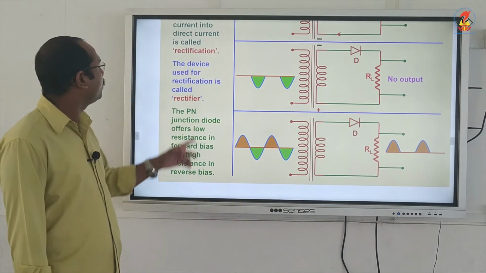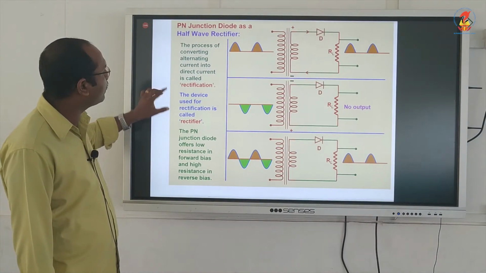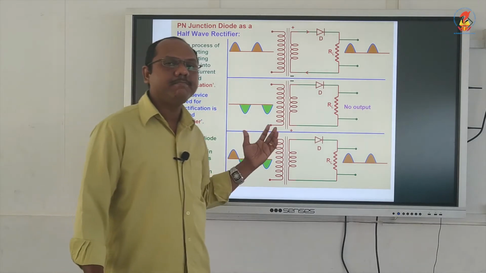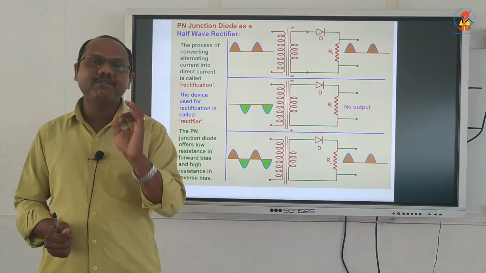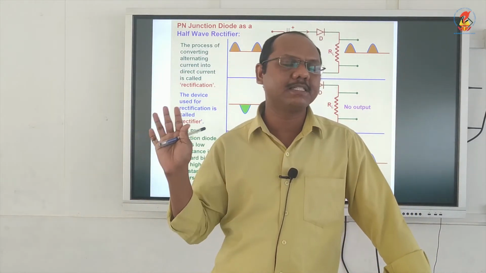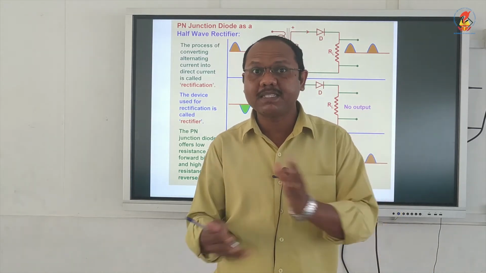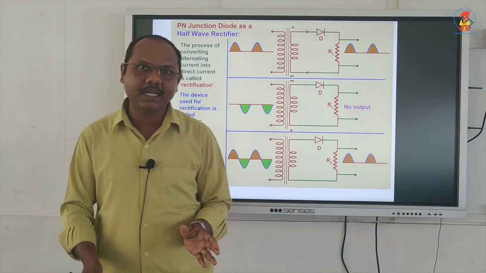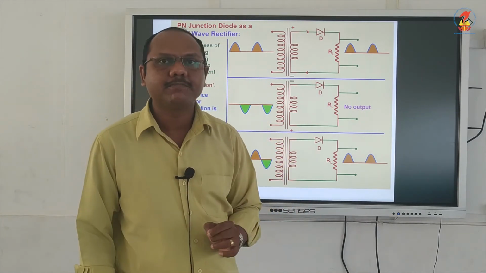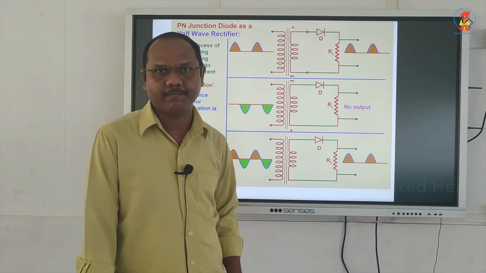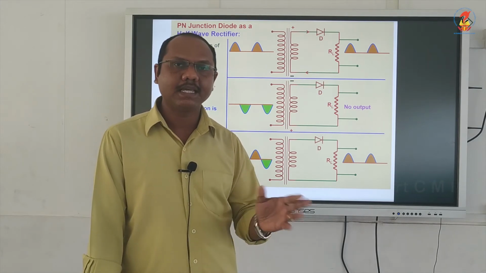So you can copy only the third figure and the write-ups. The first and second figures are not required; they are only for explanation. In this type of rectification, the efficiency is very low. Efficiency is only 40.6%, which is less than 50%. Please write that. And also write that the output frequency is equal to the input frequency.